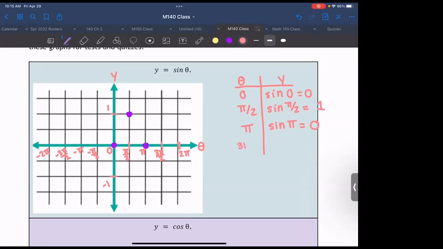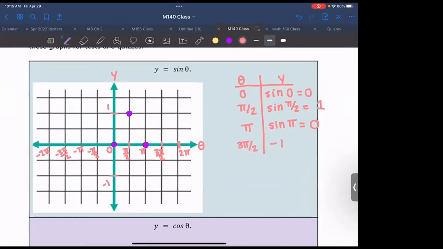Next, going to 3 pi over 2. Sine of 3 pi over 2 is -1, good. So that's another point under 3 pi over 2. And going back to 2 pi, that's the same as sine of 0. So yes, 0. Good. Okay.